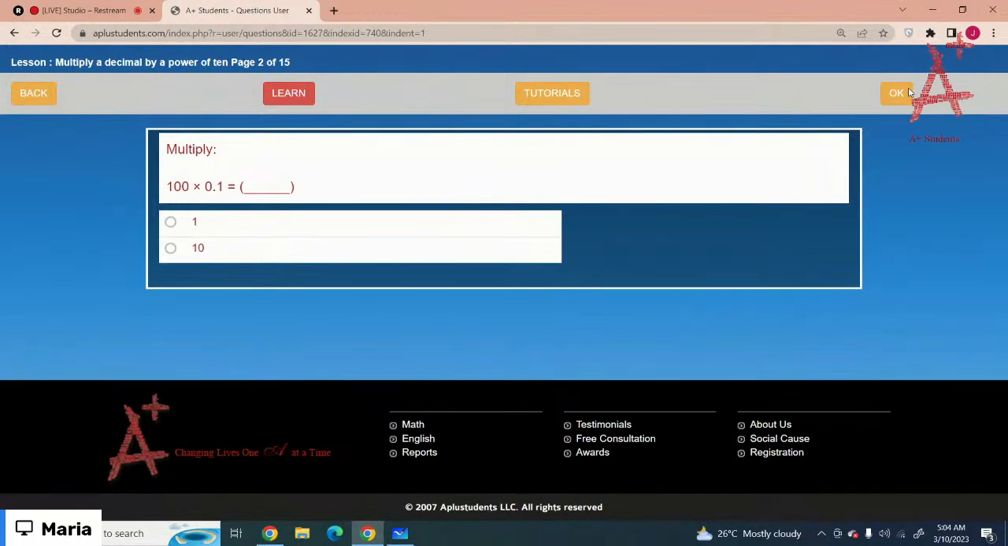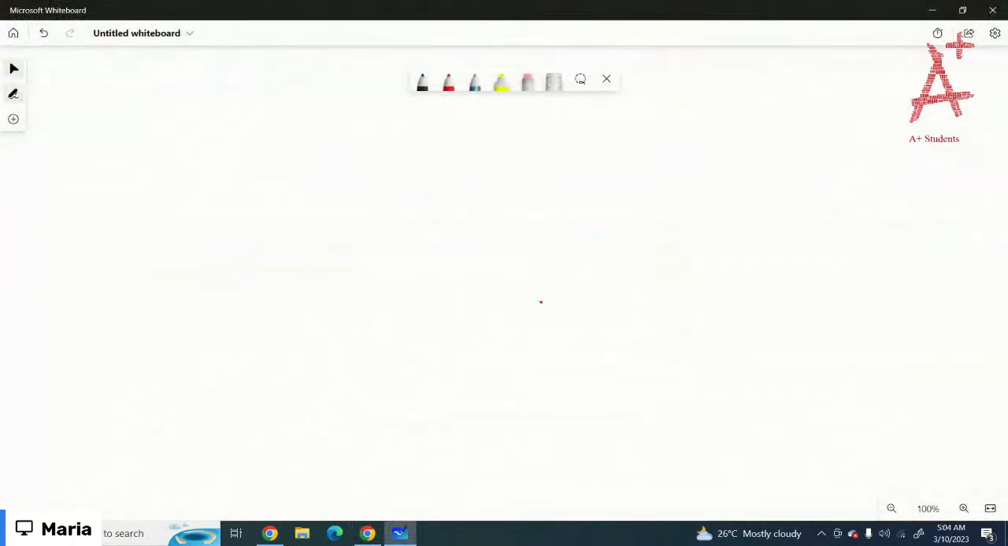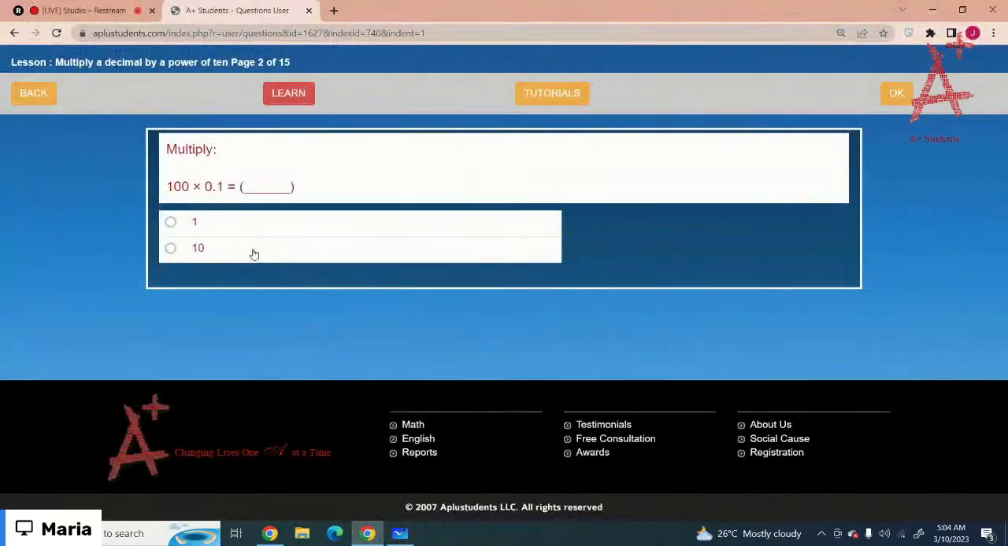Okay, the next one is 100 times 0.1. You have two zeros in the 100. So 0.1 times 100, that means you need to move the decimal point two places right. You just have one place, so you have to add an extra zero to make two places. So it would be 10.0 or either 10. That means 0.1 times 100 makes 10. So the correct option is 10.